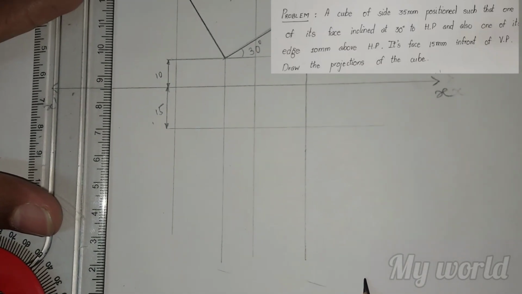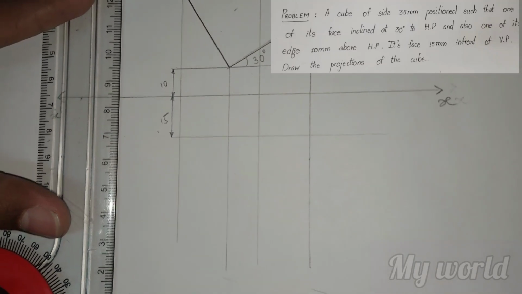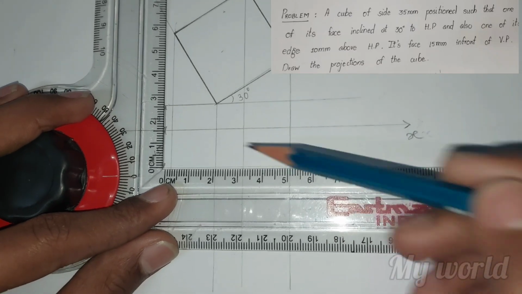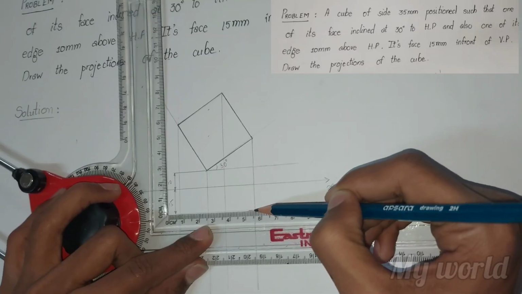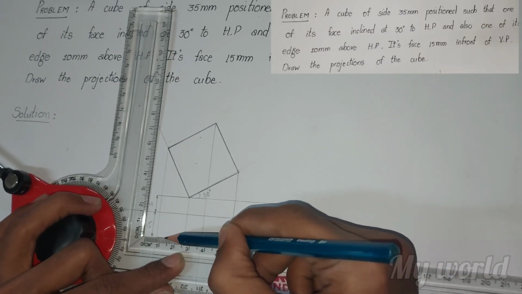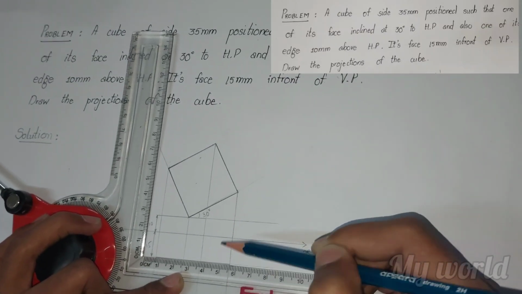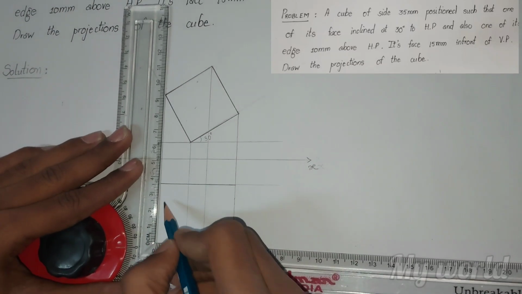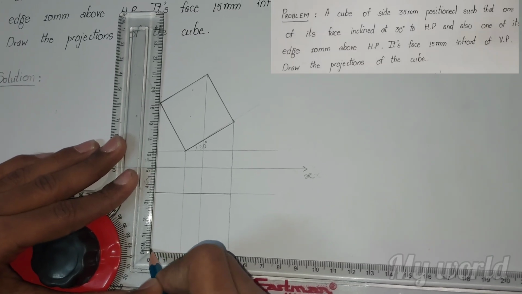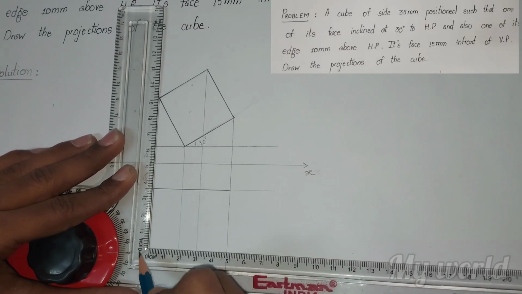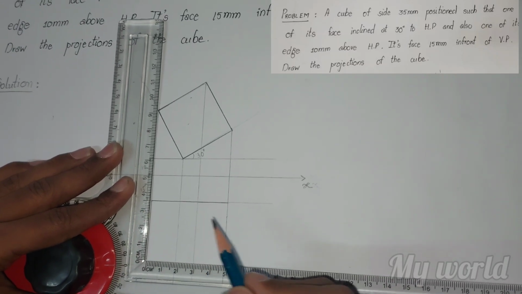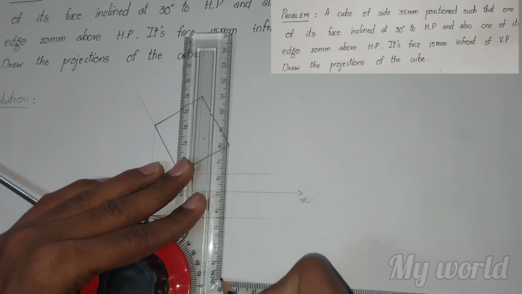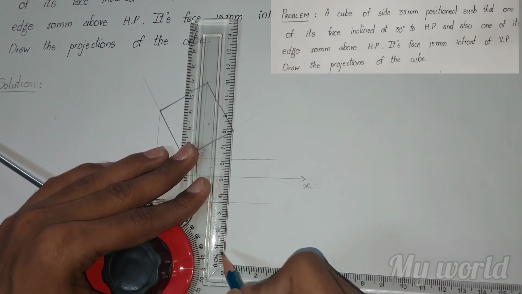We get it like this. Now it is given in front of VP, so when we rotate the plane, the view will be projected like this. In front is changed to below the axis line. Now the top view is drawn from the projected lines like this. The top view has the same dimensions because it is a cube which has equal sides. All 6 sides are equal, so we take the same dimension, 35 mm. Now join all the lines like this.